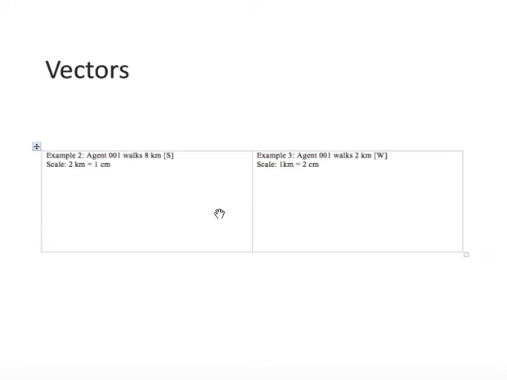All right, so here are two other examples. Example 2, Agent 001 walks 8 kilometers. This S in the brackets stands for south. Here we'll use a scale of 2 kilometers equals 1 centimeter. And example 3, Agent 001 walks 2 kilometers. The W stands for west. Here we'll use a slightly different scale. 1 kilometer equals 2 centimeters.